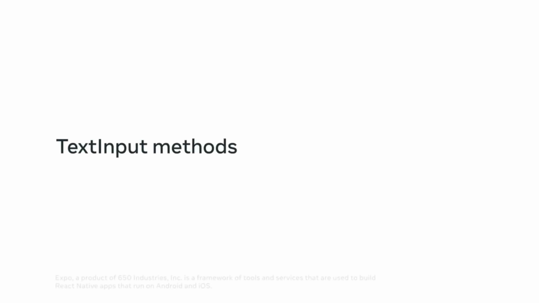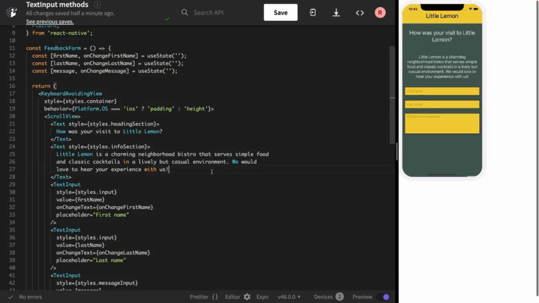In this video, you'll become familiar with how to use some of the common methods that come with the text input component. The first method you'll observe is the onFocus method, and I'll start by adding it to my existing text input component. This property is a callback method that is called when the text input is focused. The feedback form has input boxes for first name, last name, and a message, and I want an alert to be displayed when the first name box is in focus.